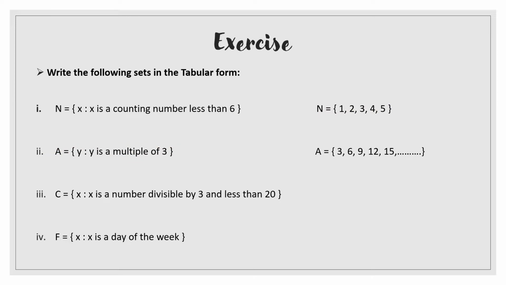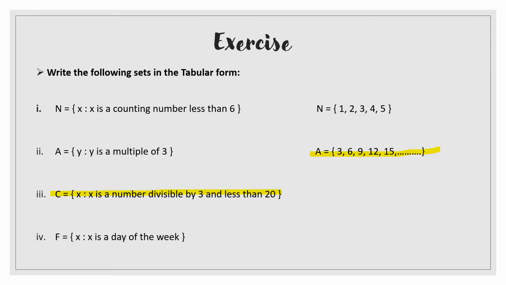So this set will be written like this: 3, 6, 9, 12, 15 and so on. These are all multiples of 3. Next is C is an element. C is a set of elements x such that x is a number divisible by 3 and less than 20.